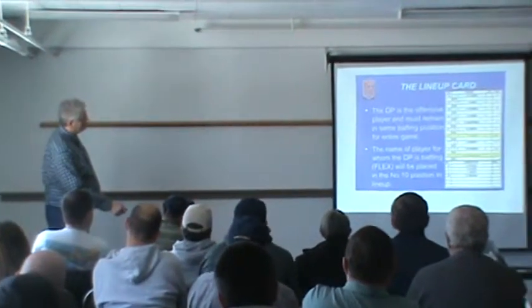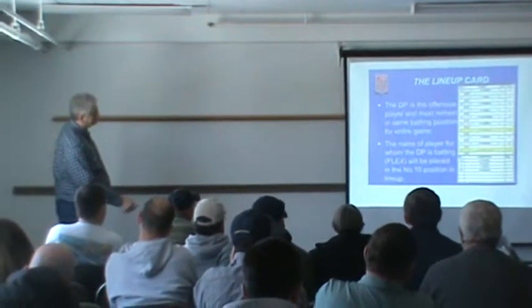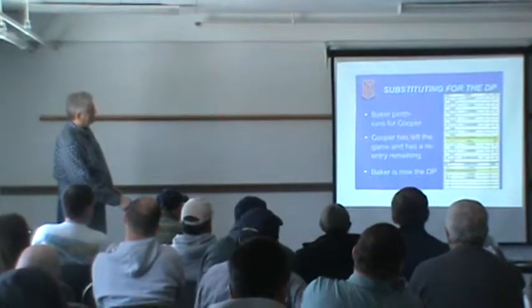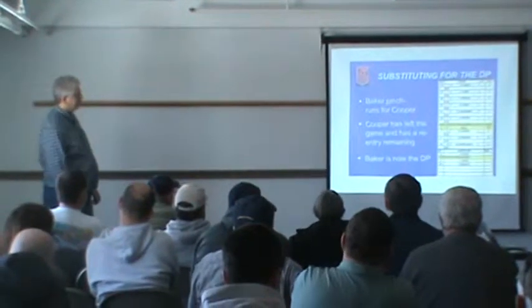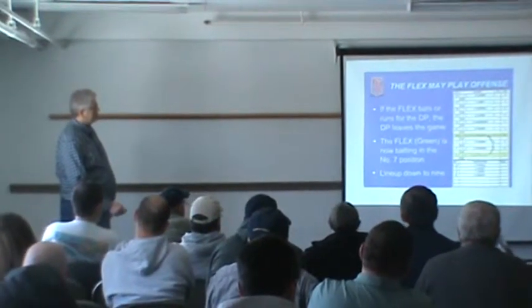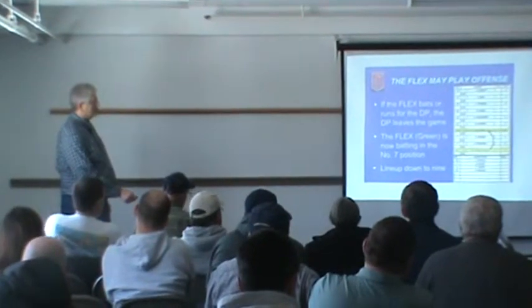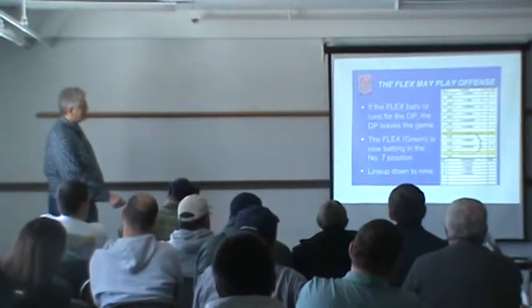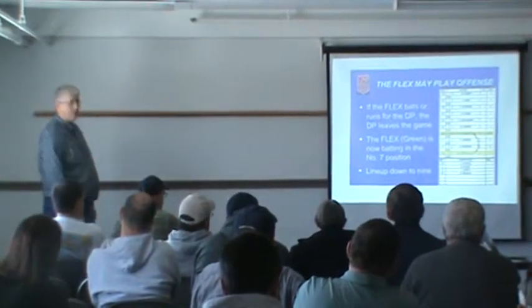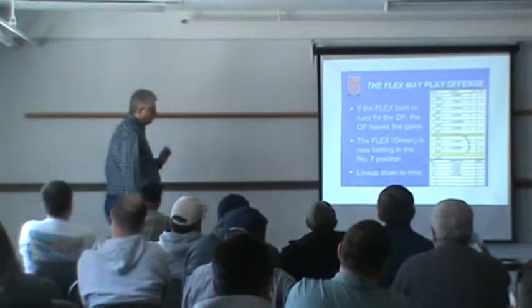So here is the DP listed here, Cooper, and there's the flex listed down there. Okay? We can have a sub. This was a sub, Baker, for the DP. Cooper's left the game. Cooper has a re-entry remaining, right? Here is the flex situation. Green is the flex, Cooper is the DP. Green comes in and either bats or runs for the DP.